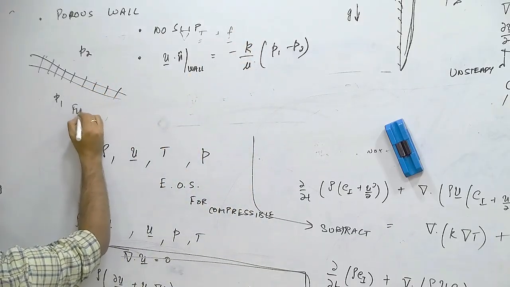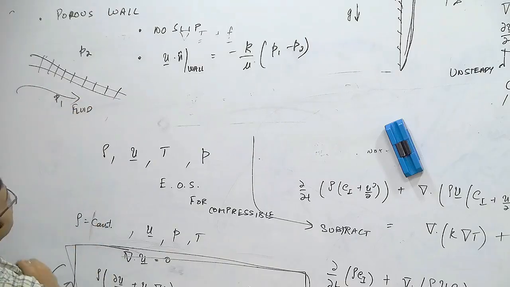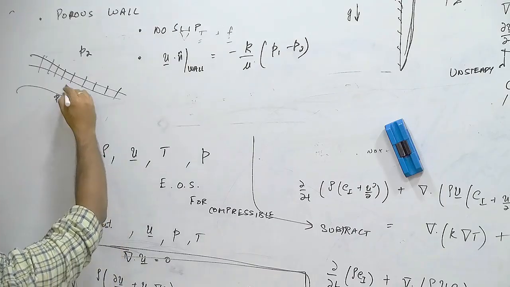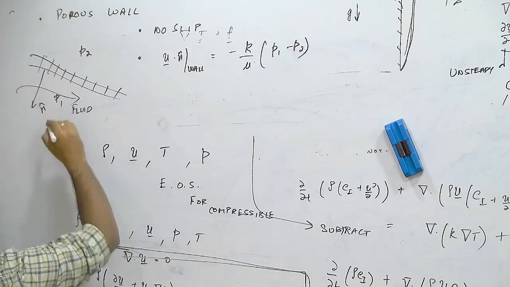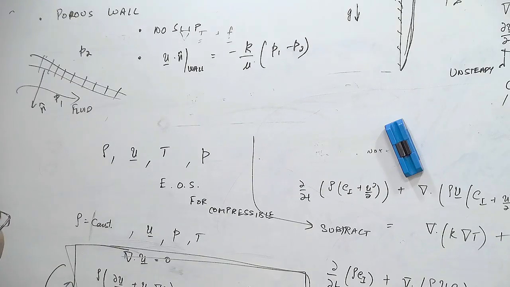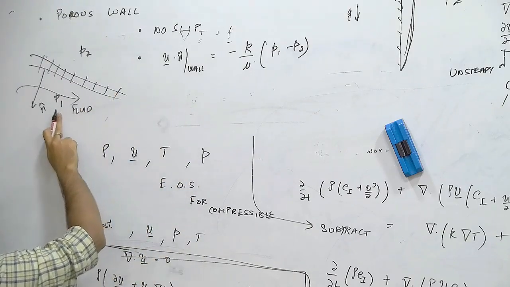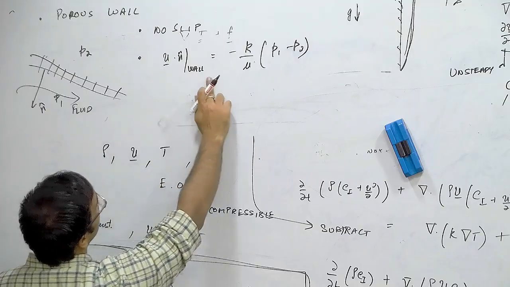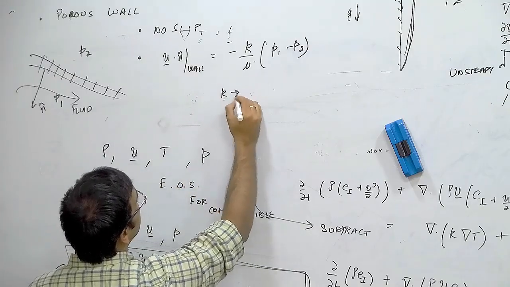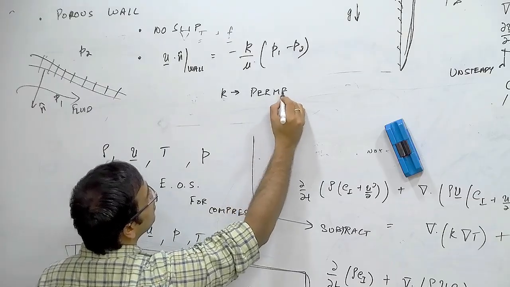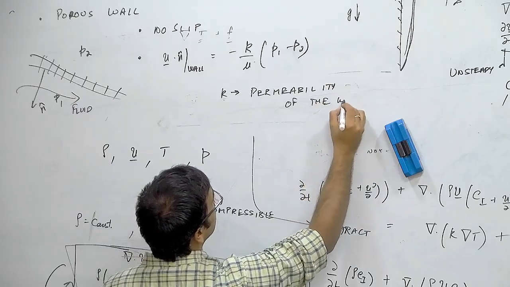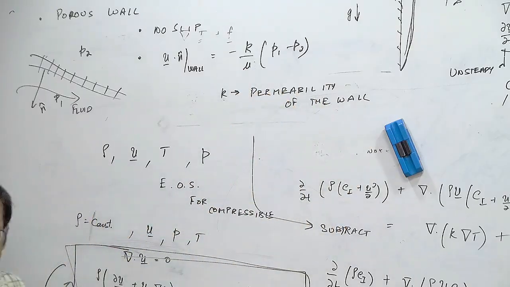So, if the fluid is here, flow is happening here. So, if p1 is larger, yeah, this is how the convention is. So, p1 is on the side of fluid and n is the normal towards the fluid, then u dot n at wall is equal to this, where this k is the permeability of the wall and mu is the viscous coefficient, dynamic viscosity.